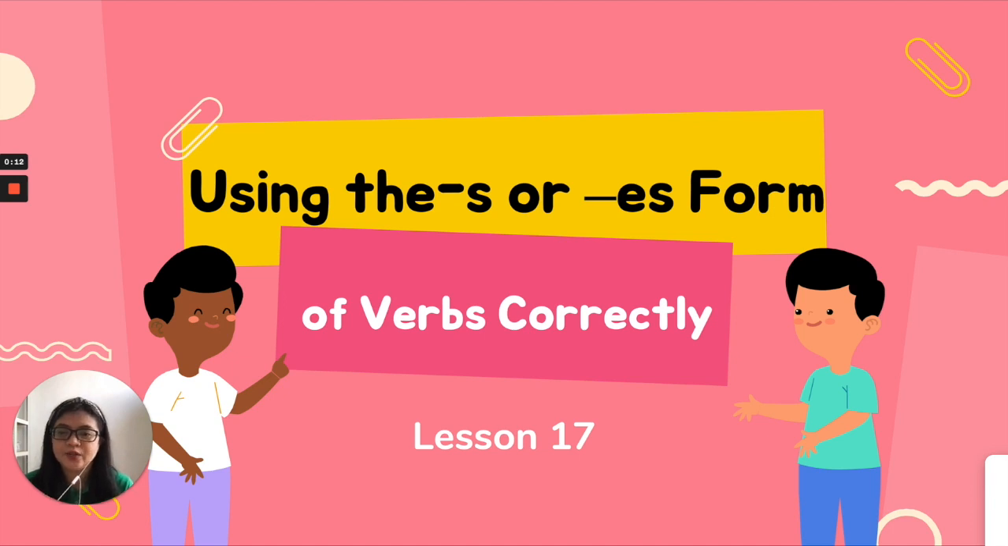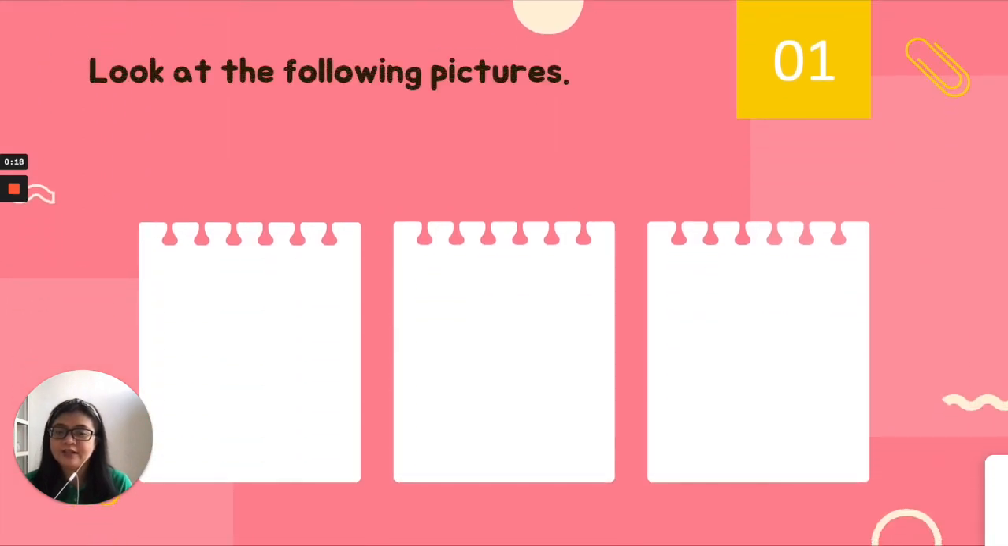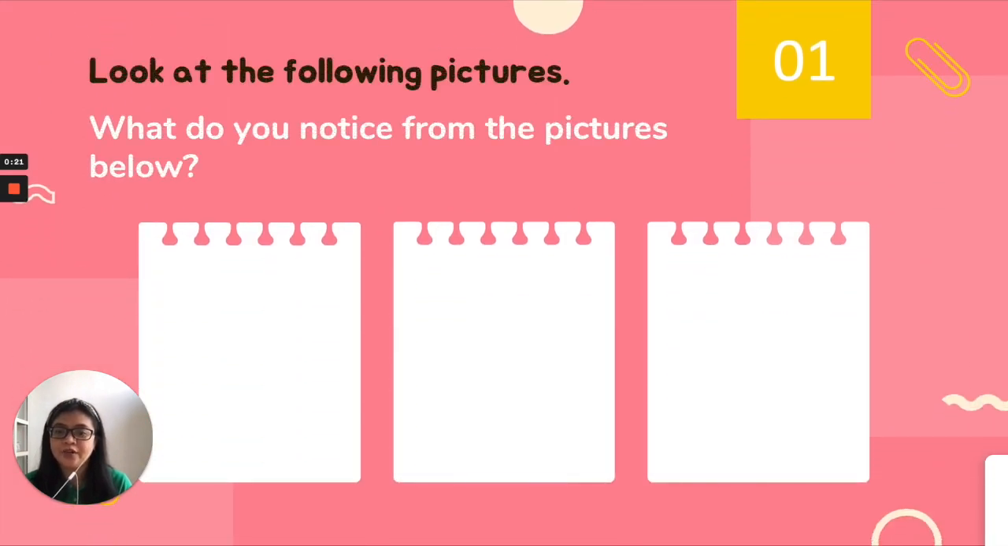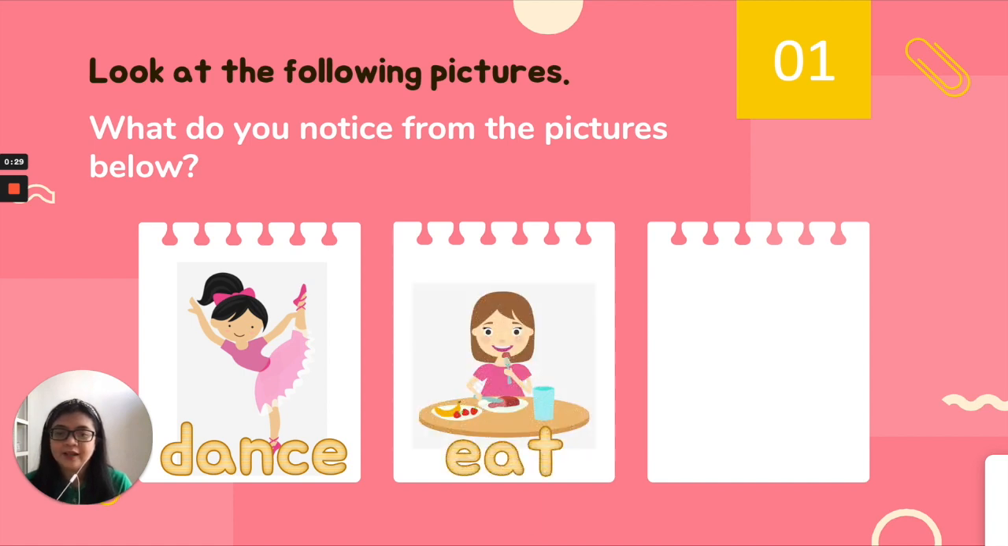So for this lesson, we are going to talk about how to write verbs correctly. But before anything else, let's talk about what verbs are. Let's look at some pictures here. We have a picture of a girl with the word dance, another girl with the word eat, and a boy with the word run.